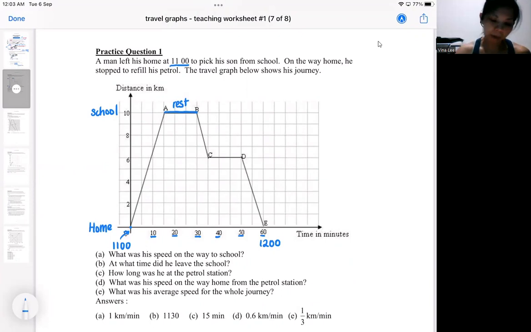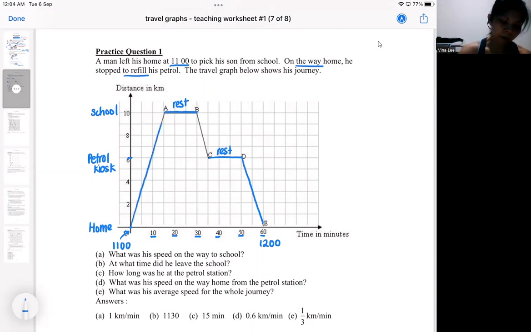Then now he's coming back on the way home. On the way home, he stopped to refill his petrol. And then there is a horizontal line. I'm guessing this is where he rests at the petrol. He's not moving at the petrol. So I'm guessing the petrol kiosk is here. And then he will make his way home. So the whole journey takes him 1 hour. Okay, so that's the interpretation first.